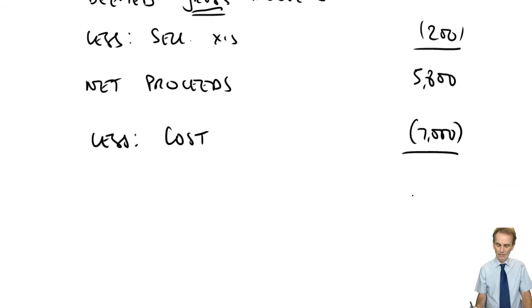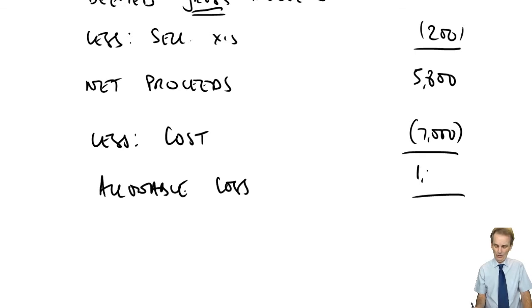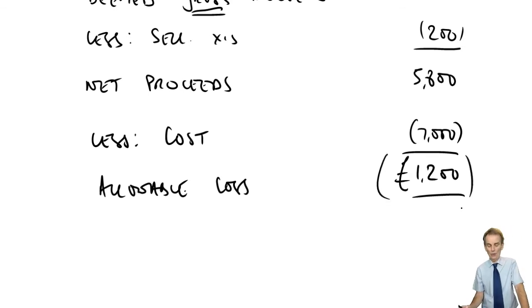Deduct our 7,000, and that will give rise to what will now be our allowable capital loss of £1,200. Thank you very much. Job done. There is your allowable loss.